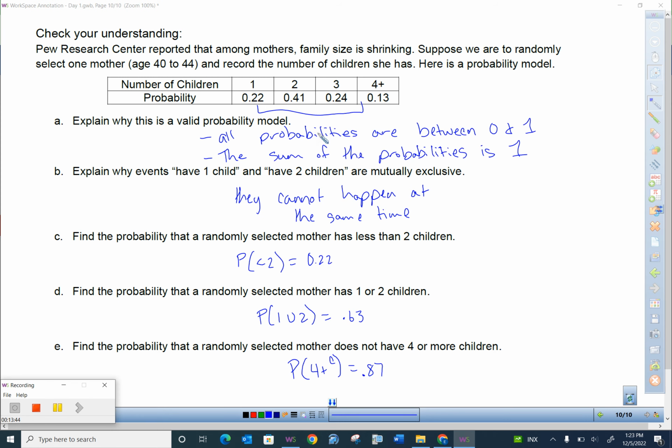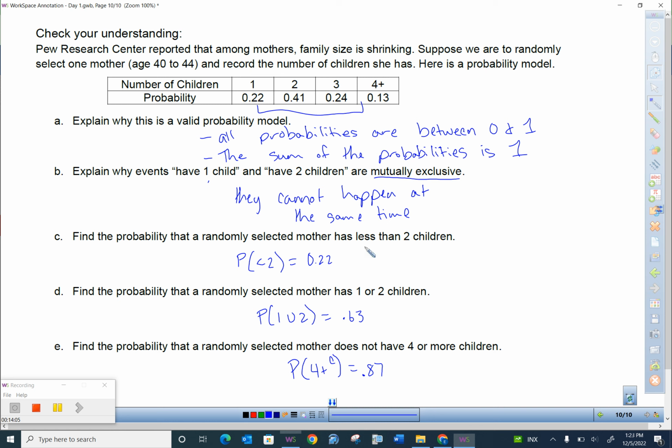Okay, 2 requirements. All probabilities are between 0 and 1, and the sum of those probabilities is 1. And mutually exclusive means they cannot happen at the same time. When they were asked this question, they were asked, how many children do you have? You're going to answer 2, or you're going to answer 1. You are not going to answer both. Okay, yes, you can have 2 children, and that implies you have 1, but this is a survey asking a question. You're recording the number. You're only going to answer this one way, okay, 1 or 2.